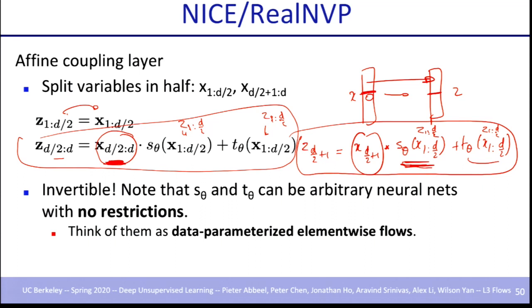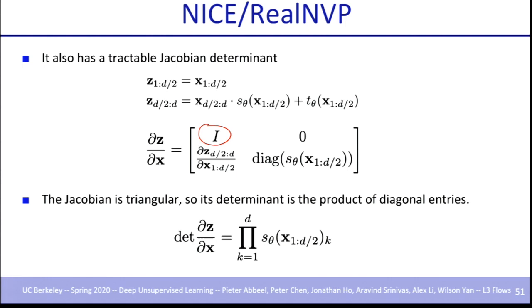And differentiable, yes, assuming the neural nets that you put here for s_theta and t_theta are differentiable. Of course, we still need to think about the determinant. So can we easily compute the determinant of this transformation? Well, let's think about it. Let's take a look at what this Jacobian looks like. The Jacobian looks like this. There's an identity block over here, a diagonal block over here, and then there is some pretty complicated stuff over there.